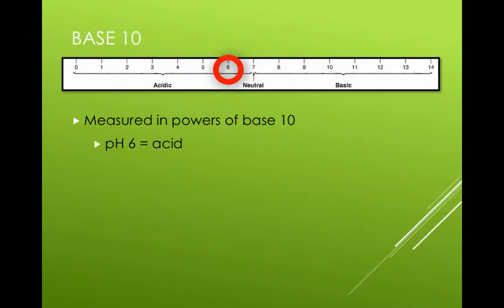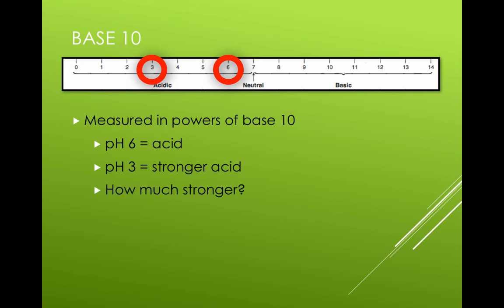pH is a measuring system based on the power of base 10. pH 6 is an acid, while pH 3 is a stronger acid. But how much stronger is it? Is it 2 times or 3 times? Well, actually, it's 10 to the power 6 minus 3. It's 10 to the power 3, or 1,000 times stronger.